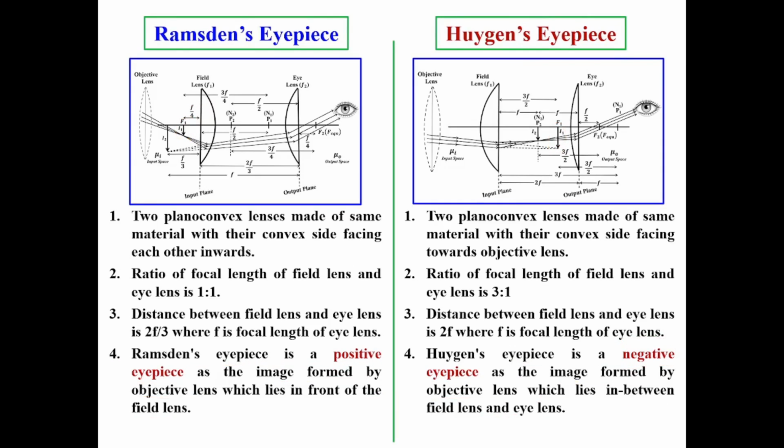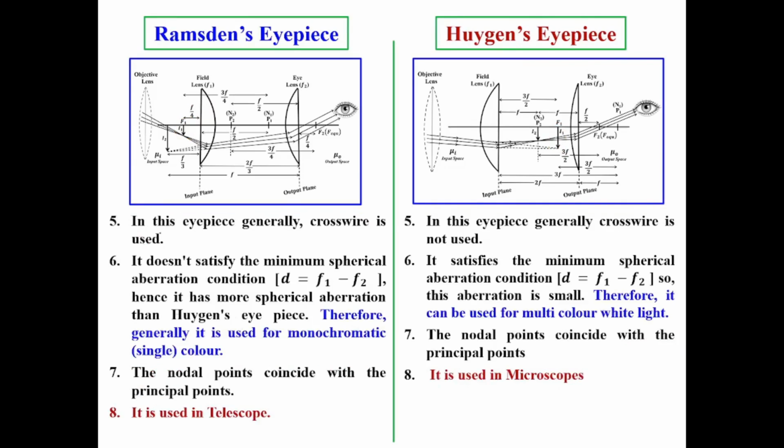Okay. Now we are going to move to our next point. Here, fifth point. In the Ramsden eyepiece, generally a crosswire is used, but in the Huygens eyepiece, a crosswire is not used. Okay. Sixth point. The Ramsden eyepiece does not satisfy the minimum spherical aberration condition. Here, the minimum spherical aberration condition is d equal to f1 minus f2. This is the separation between the two lenses. But the Huygens eyepiece satisfies the minimum spherical aberration condition, that is d equal to f1 minus f2.